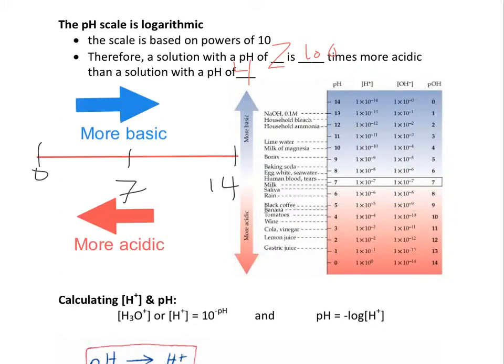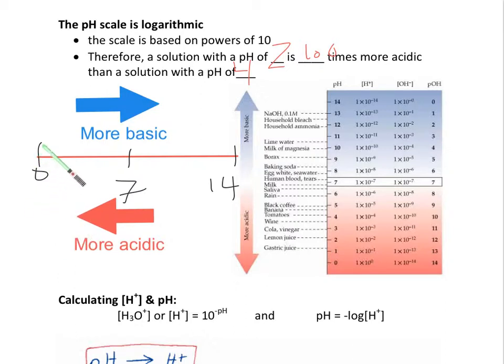So if you think of the pH scale as a number line, each time you move in this direction, where the value of the number increases, the pH is getting more basic. And as you move in this direction, where the numbers are decreasing, the pH is getting more acidic.